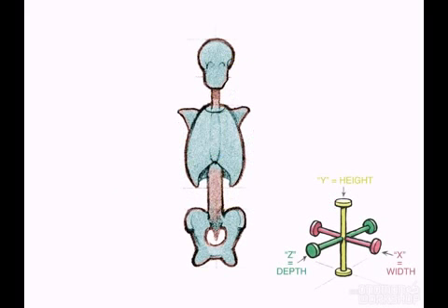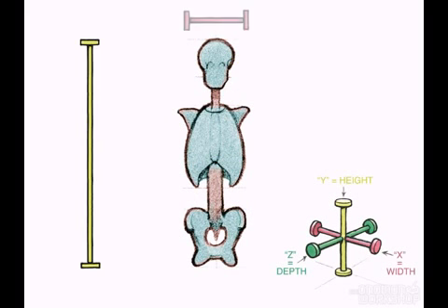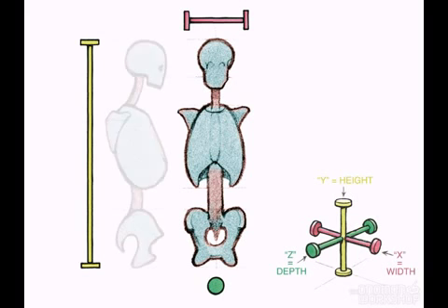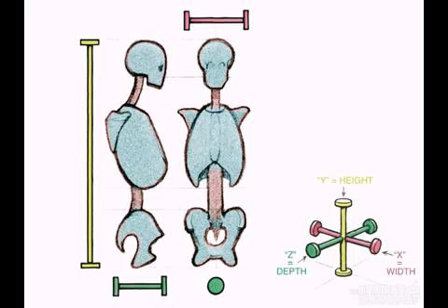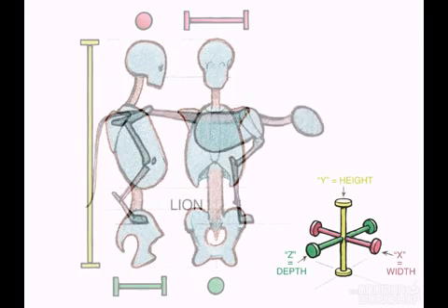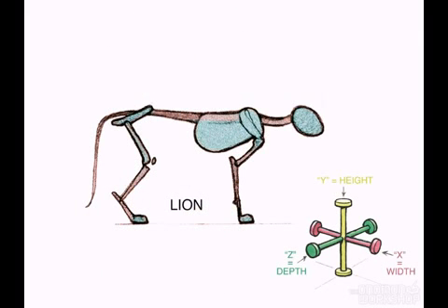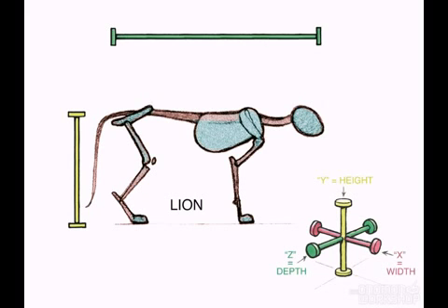This front view of a human skeleton shows us its height and width, but there's no way to know how deep this character is because we're looking along a foreshortened depth line. Until we spin him to the side, now we can see the depth as well as the height and width. Let's apply this to an animal. From the side, we see the lion's height and depth, but there's no way to know how wide the lion is because the width line is foreshortened.